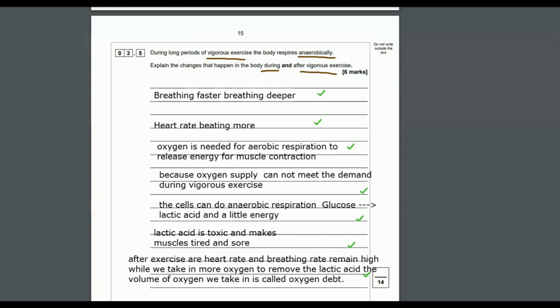So that our enzymes don't denature, we sweat in order to keep our core body temperature below 40 degrees, and at the optimum, which is about 37.5 degrees. We sweat a lot during exercise, and that's the reason why. Okay, let's move on.